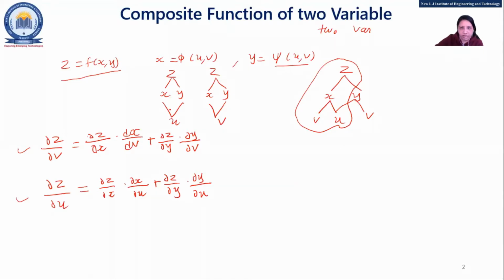As seen for one variable, for two variables we will have del z by del v and del z by del u. From this, del z by del v is del z by del x into dx by dv, and the other one is the same, so you can write the equation for del z by del u in the same way.